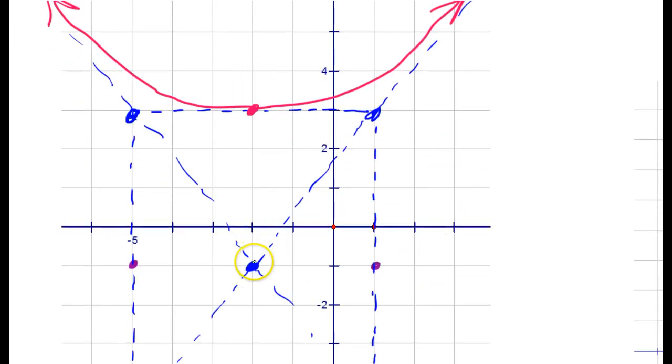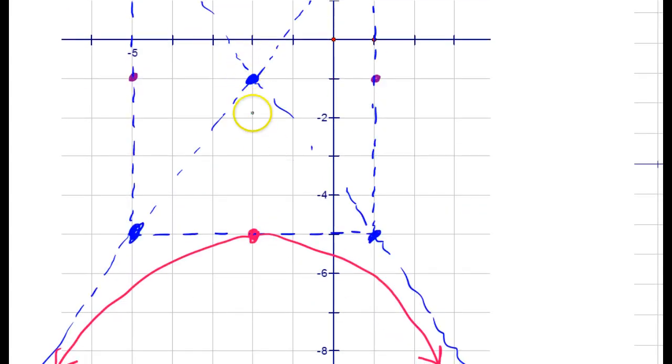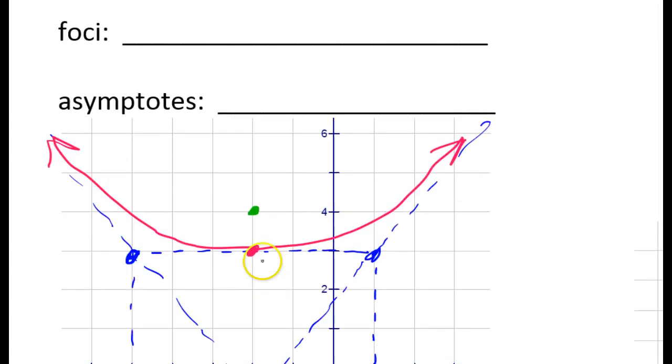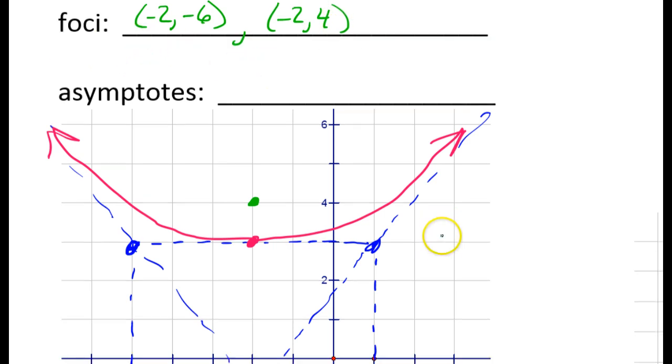I will go up 5 from the center. Okay, so this is 4, so this is 5 right here. Here's a focus. If I go down 5, that's going to be another focus. So this is going to be relatively simple. The coordinates of this focus are -2, -6. And the coordinates of this focus are -2, 4. All right, sometimes the foci can be a lot more complicated than that.